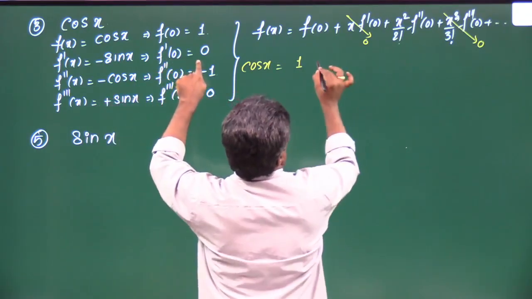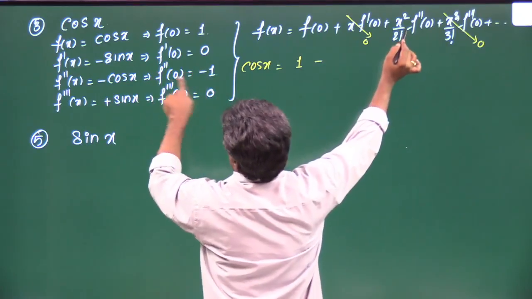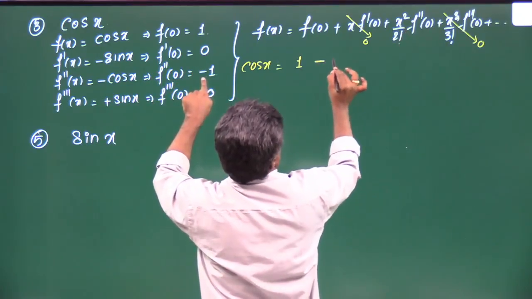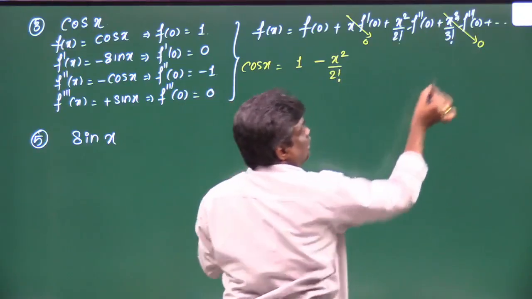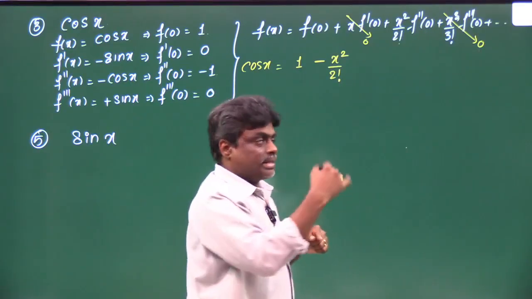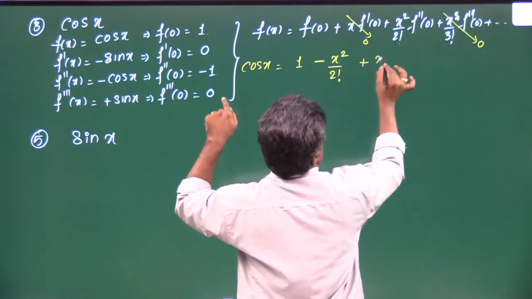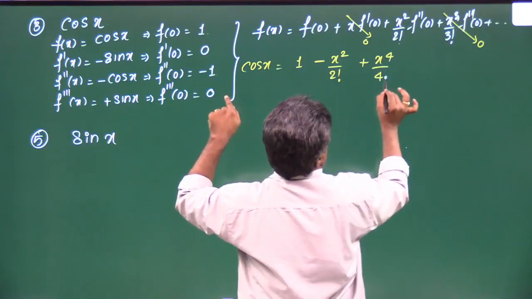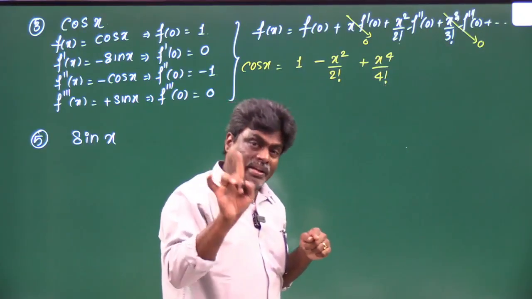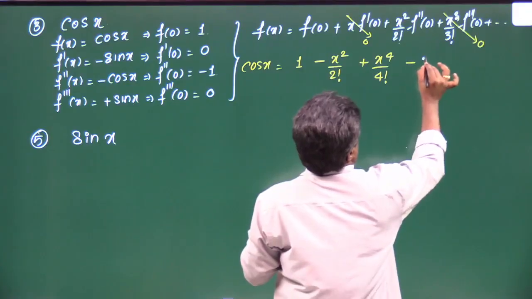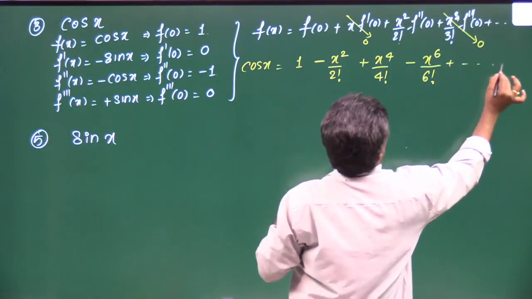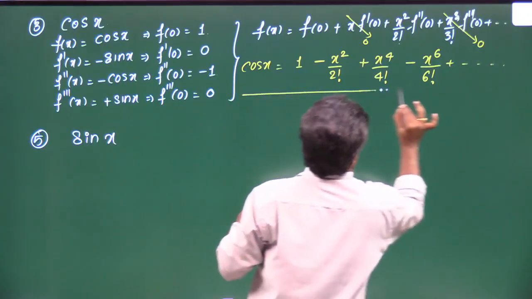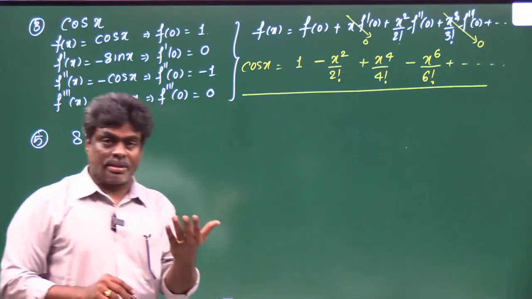So next one, f double dash of 0 is minus 1. That's why minus x square by 2 factorial. The third power is 0, x cube. Next, x power 4 is there: plus x power 4 by 4 factorial. Next, again the x power 5 term is 0, and alternately plus and minus, x power 6 by 6 factorial, and so on. So this is the expansion of cos x.